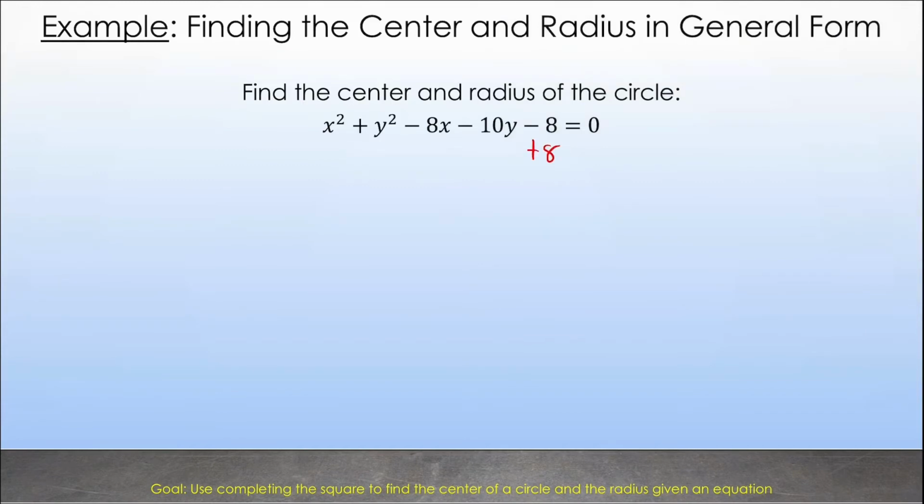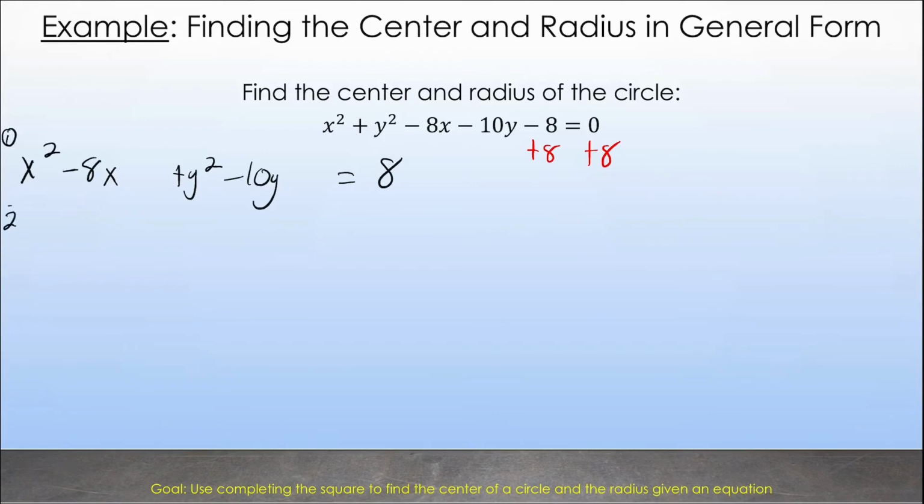So very simply, I'm going to add 8 to both sides, and I get x squared minus 8x. I'm going to kind of group these while I'm going, plus y squared minus 10y equals 8. Notice I'm grouping my x's and y's together. It's going to help me with my next step.